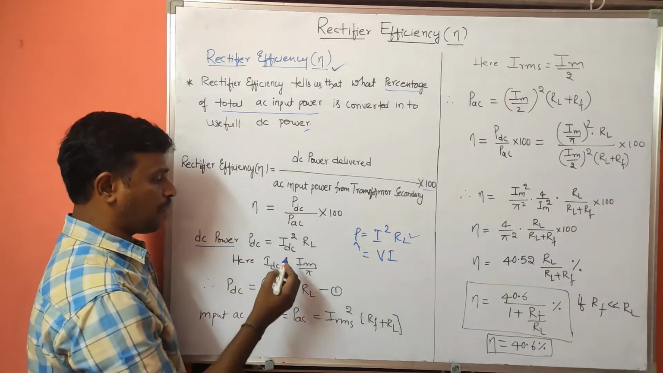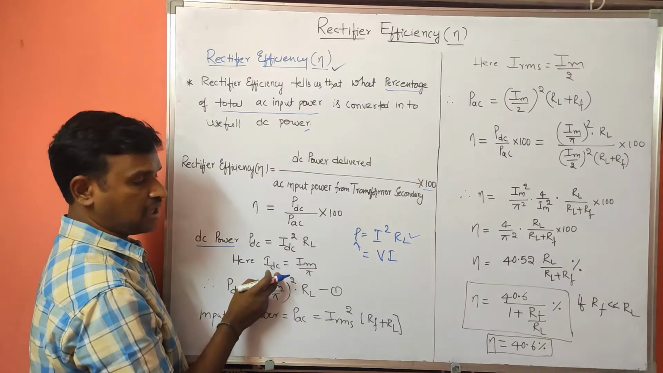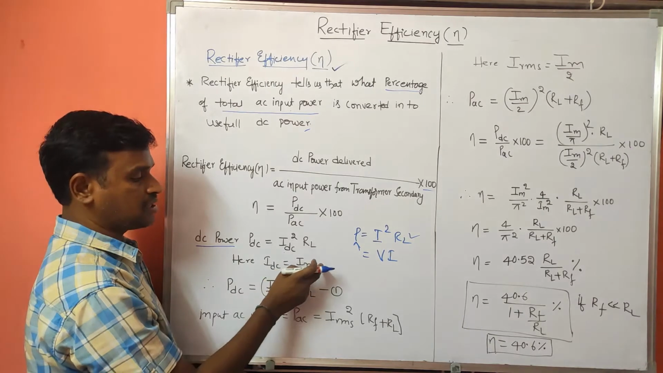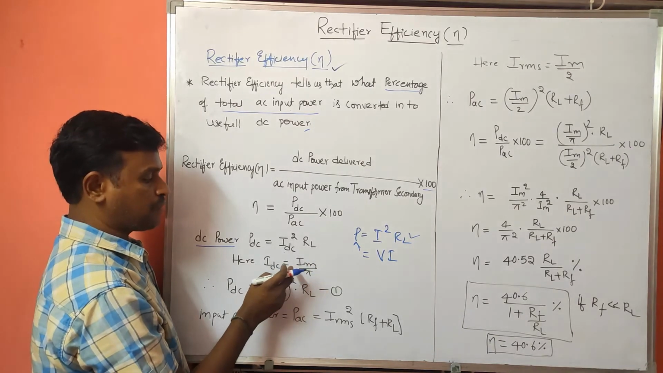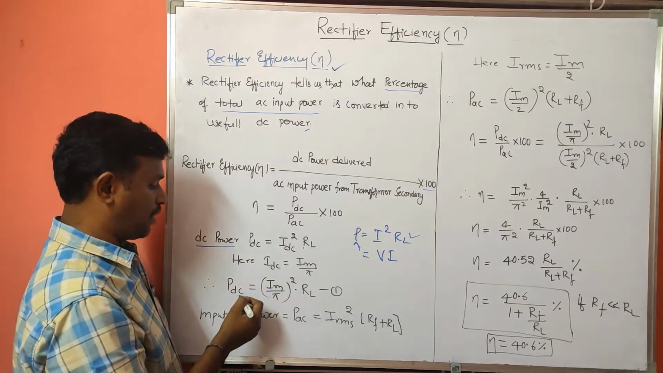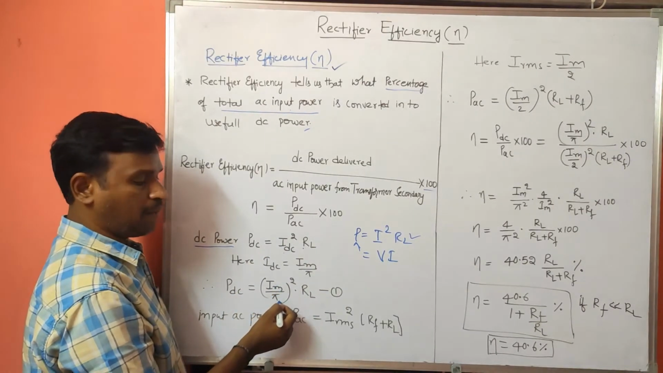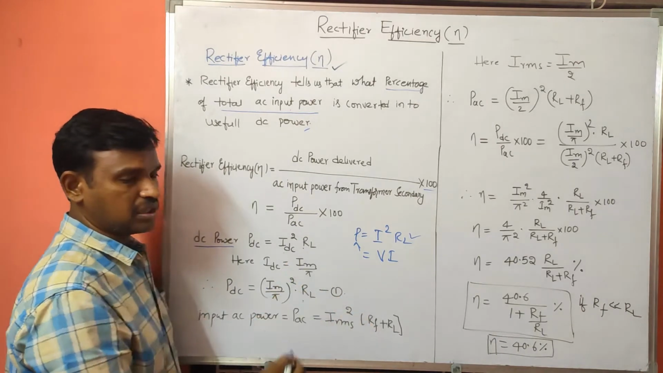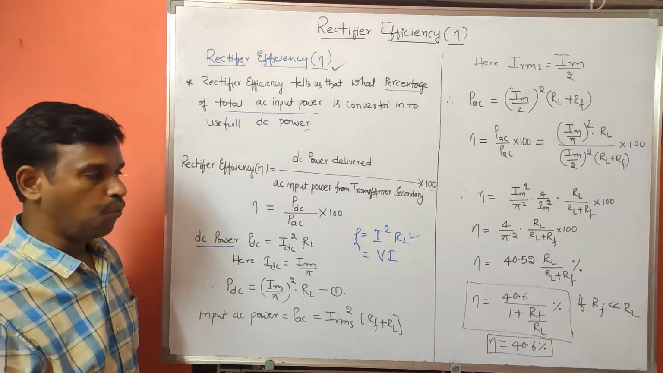Now what happened here? In the previous discussion we calculated that IDC is equal to Im by pi. Substituting this IDC value in this equation, I get PDC is equal to (Im by pi) whole square into RL. Now I am considering this as equation number 1.